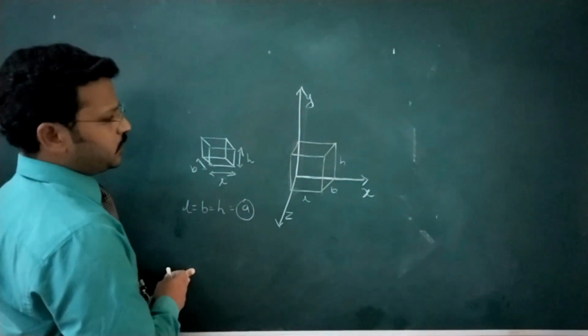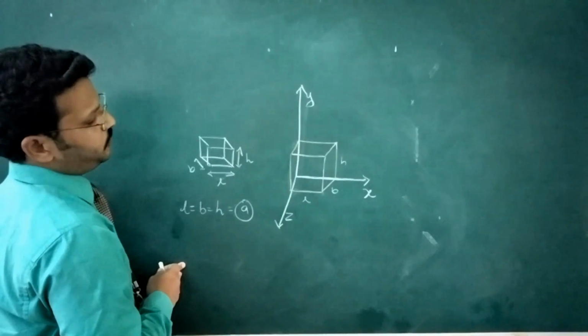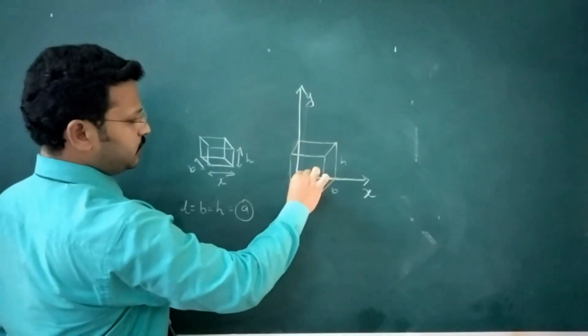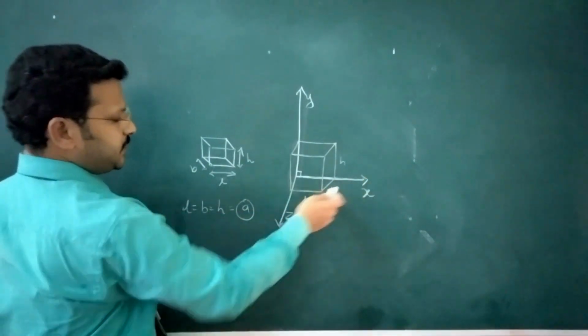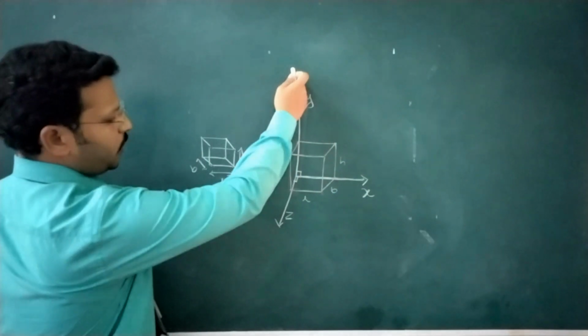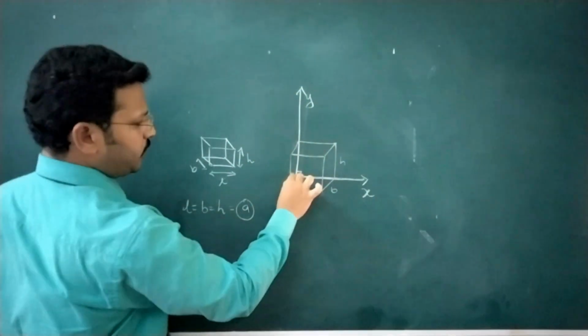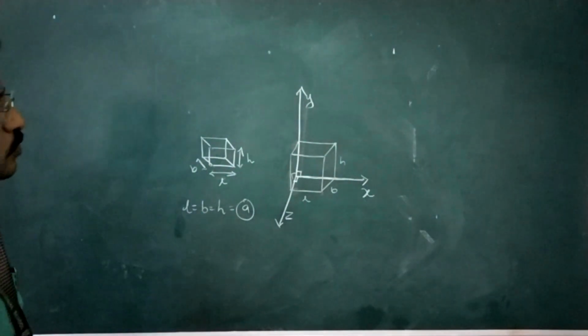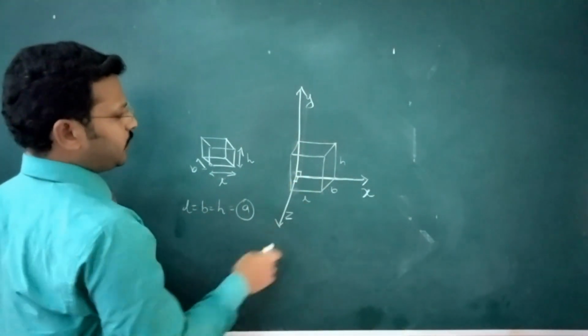The next parameter is the angle between the faces. The x and y axes will have a right angle, the x and z axes will also have a right angle, and the y and z axes will also have a right angle. So all the 3 angles in this cube are considered to be right angles.